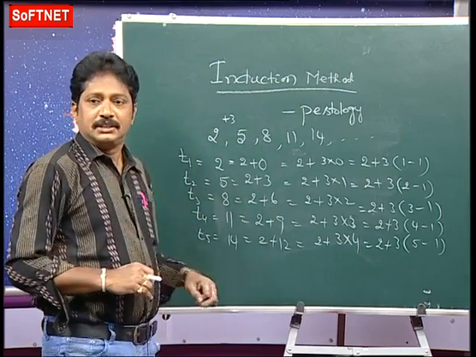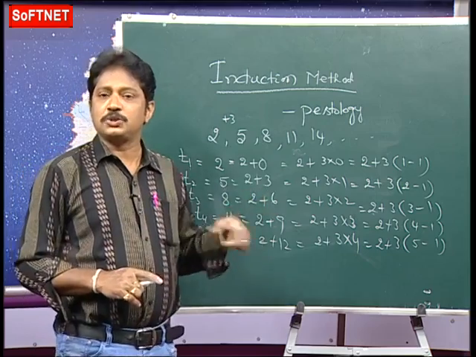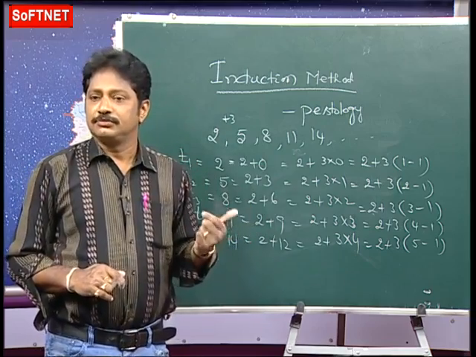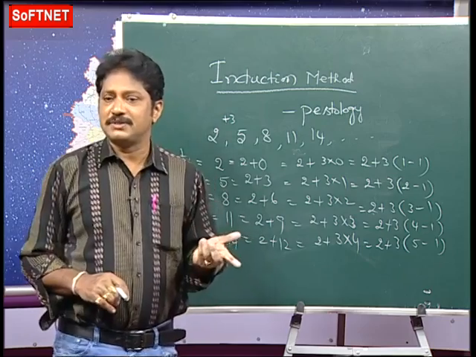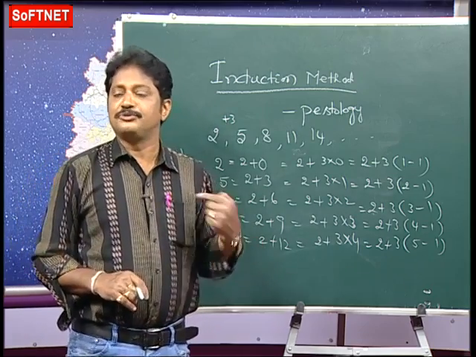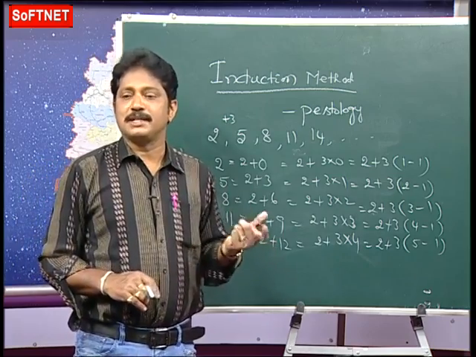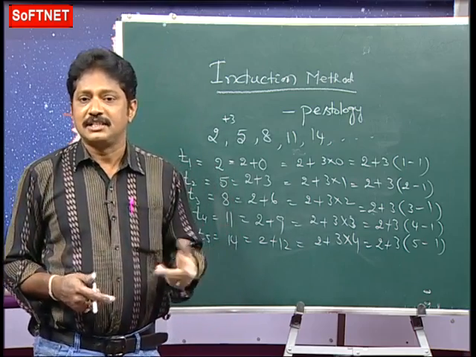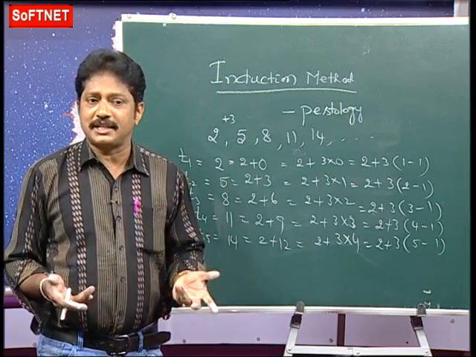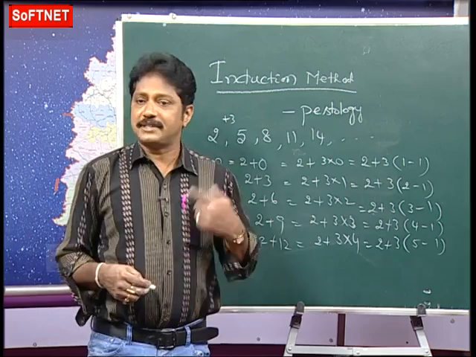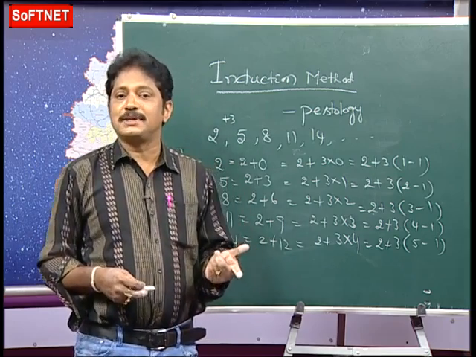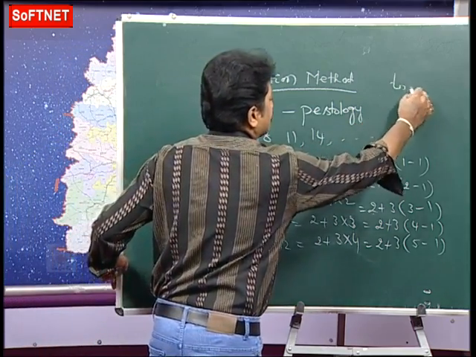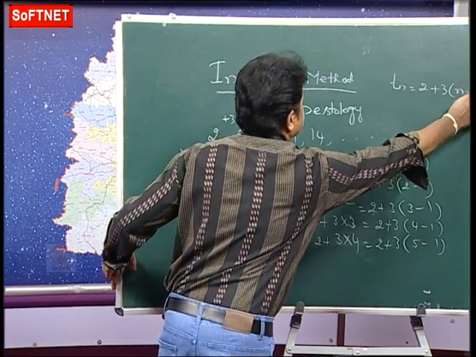Now observe. The first term is 2 plus 3 into 1 minus 1. Second term is 2 plus 3 of 2 minus 1. Third term is 2 plus 3 of 3 minus 1. Fourth term is 2 plus 3 of 4 minus 1, and the fifth term is 2 plus 3 of 5 minus 1. Then the sixth term is 2 plus 3 of 6 minus 1, seventh term 2 plus 3 of 7 minus 1, 10th term 2 plus 3 of 10 minus 1. So the nth term is 2 plus 3 of n minus 1. So the children will write Tn is equal to 2 plus 3 of n minus 1.